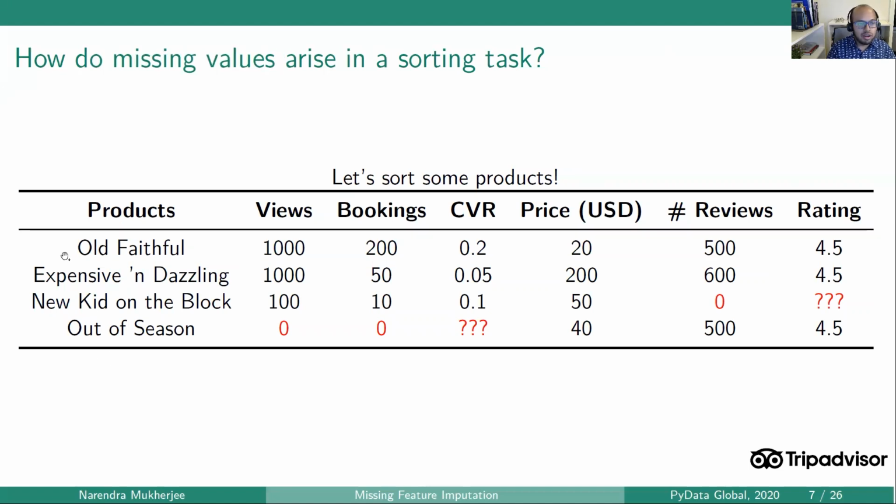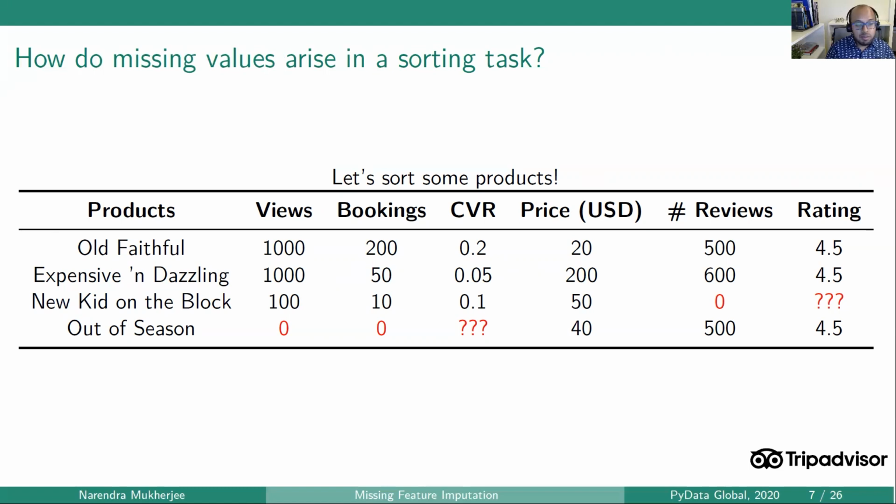So let's look at the first one. I call that Old Faithful, and that product has been there on our platform, say, for a few years. It's a popular product. It's not that expensive. It's $20 or so. It could be a museum ticket, like anyone who goes to Paris gets a ticket to the Louvre, for instance. And so it has a lot of views, a lot of bookings. It has a high conversion rate, lots of reviews and ratings. So we know a lot about this product because it's been on the platform for a long time. And so this is unlikely to have missing values in its features.